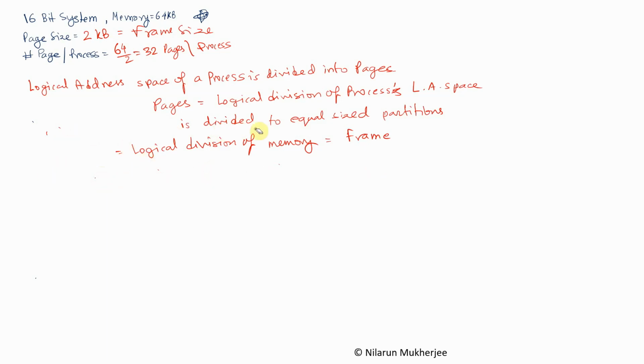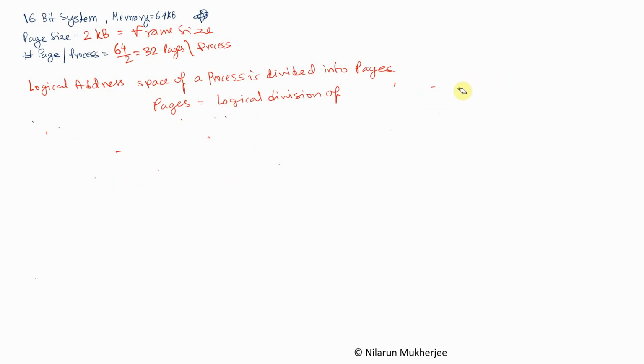So frames are the division of the memory, pages are the division of the process logical address space. You should never get confused about this. Never a question will come on this, that what is the name of logical address division of the process, what is the name of division of the memory. Memory divisions are called frames, process divisions are called pages, but both are of same size.